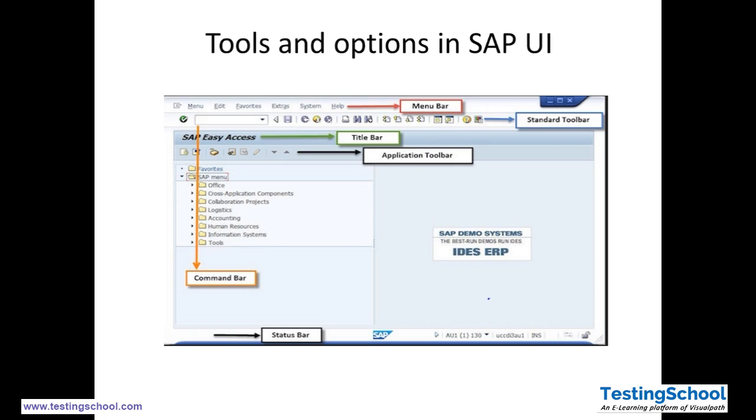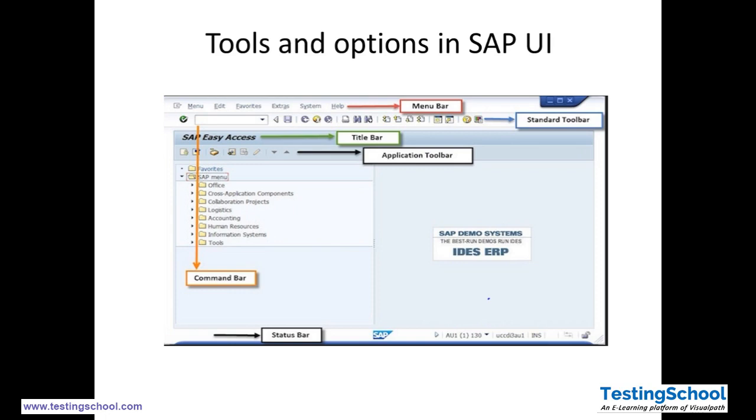In this screen we can see the status bar. This status bar is a very important part because it will display the status of your execution, whether it is successful, whether the transaction has been completed, and if some number is generated, like a PR number, a purchase requisition number, or a PO number, everything will be displayed on the status bar. The status bar will also display the messages.